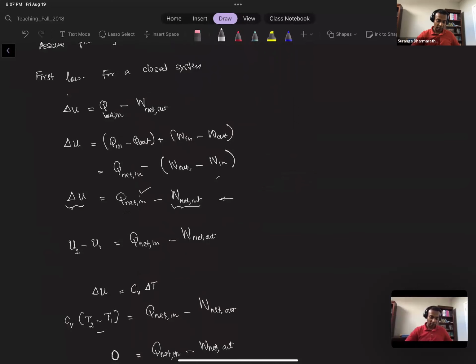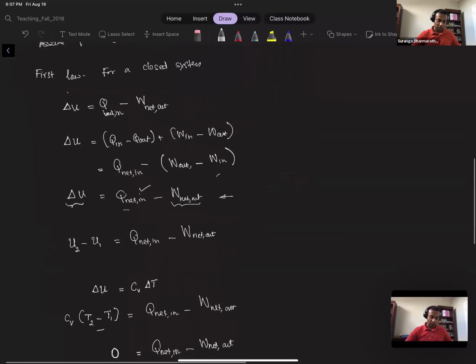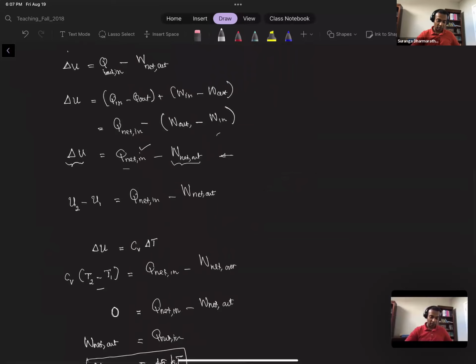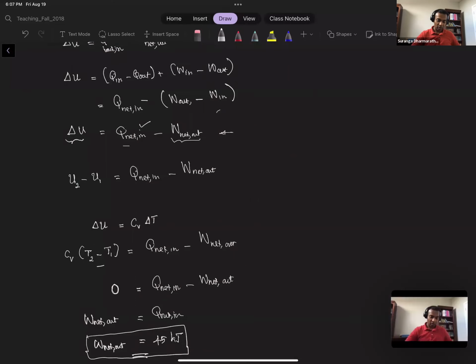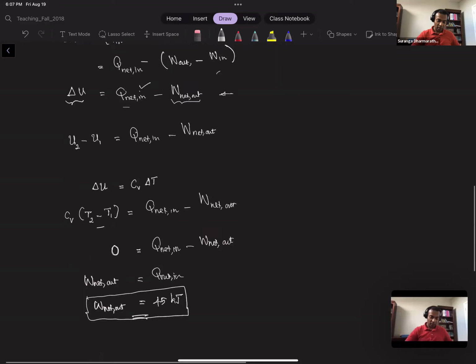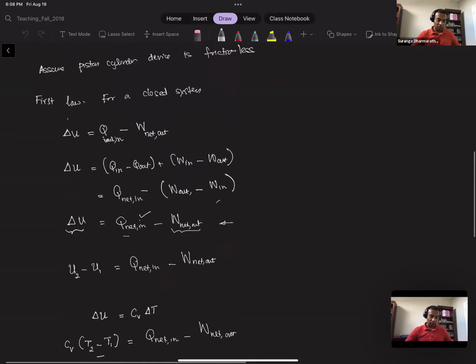The unknown quantity here is delta U. We found that delta U is equal to Cv times the temperature difference. Cv is the specific heat at constant volume. And then since T2 is equal to T1, the change in internal energy is going to be 0. And then the work output is equal to the net heat input, which is equal to 45 kilojoules. So that's the solution to our problem.